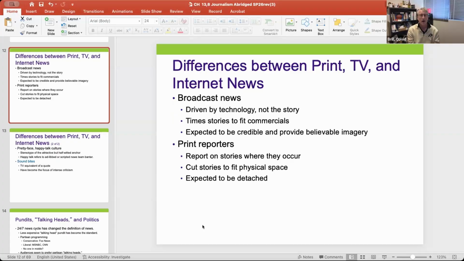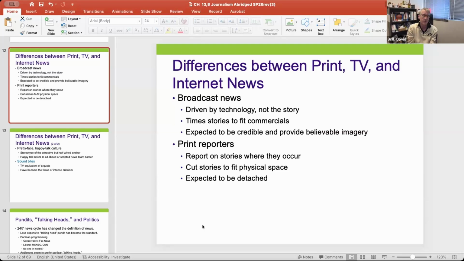Also, where we time stories in the broadcast industry to fit commercials, newspapers have long had a tradition of cutting stories to fit physical space. So in just a bit here, I'm going to talk about the inverted pyramid. That'll actually be in the third video.